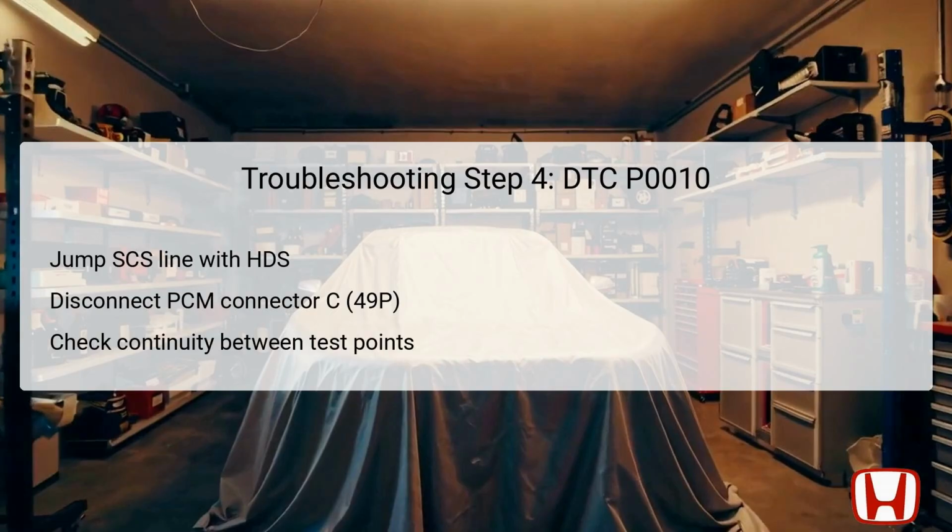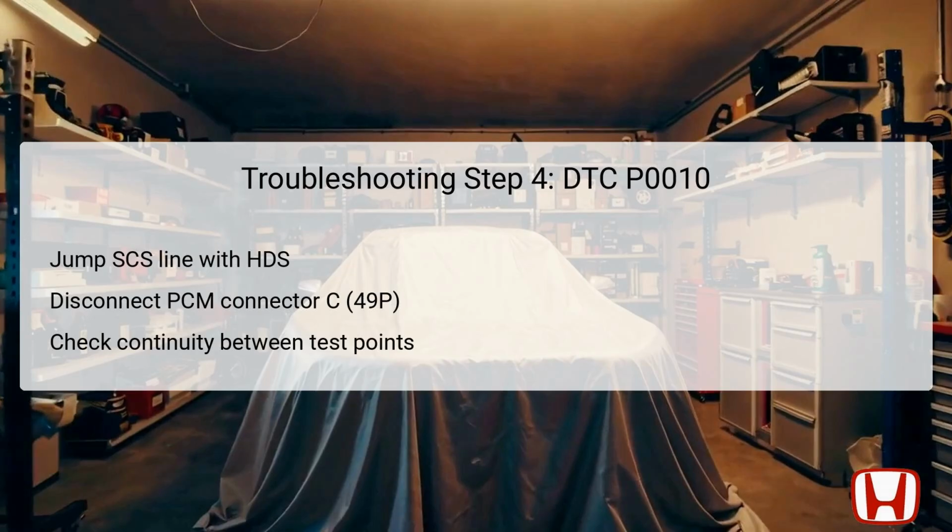In this penultimate troubleshooting step, the aim is to identify any potential short circuits in the VTC-P wire. Start by utilizing the HDS to jump the SCS, service check signal line, enabling specific diagnostic functions. Following this, disconnect the PCM connector C, which houses several crucial connections for the vehicle's operation.